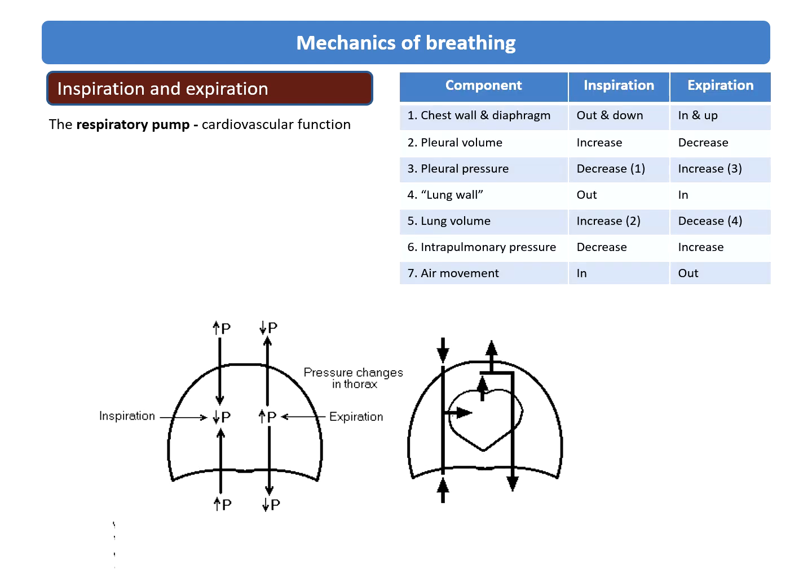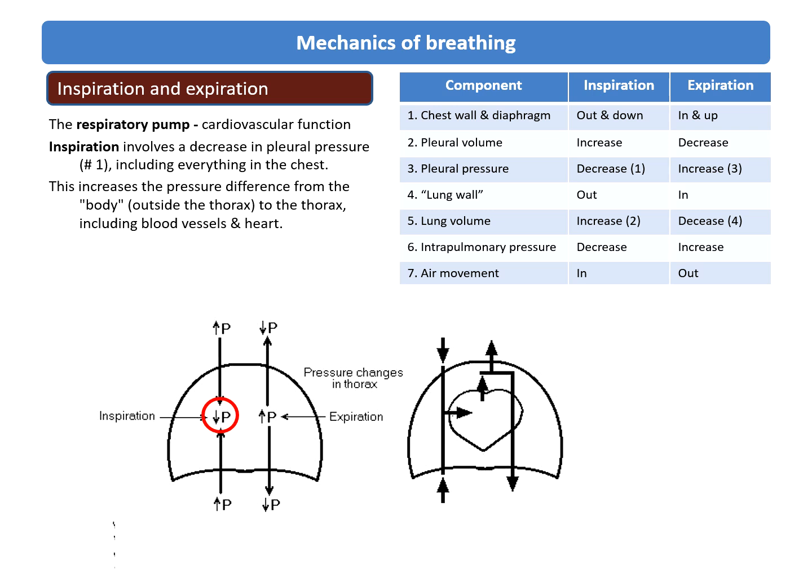Now, you remember on several occasions we mentioned the so-called respiratory pump. We mentioned this when we were talking about cardiovascular function. And I said several times that we won't explain it until we get to the respiratory system. Well, we're there now. Inspiration involves a decrease in pleural pressure. That's indicated by number 1.